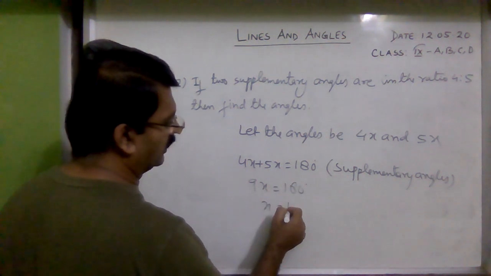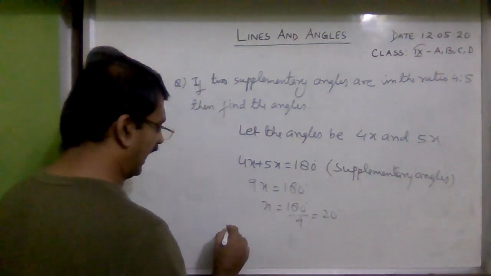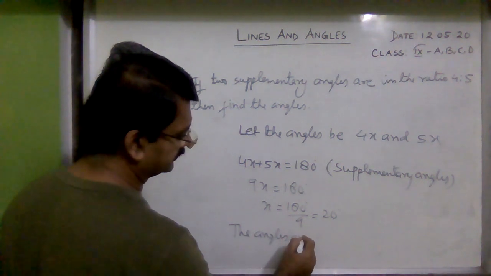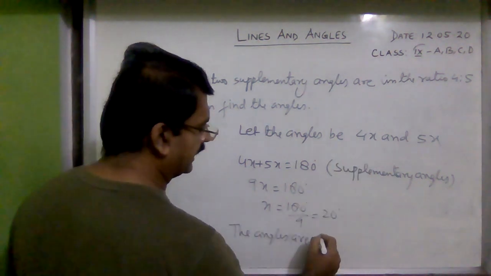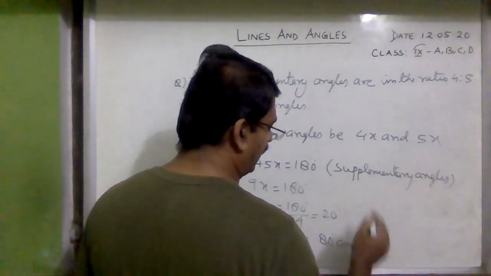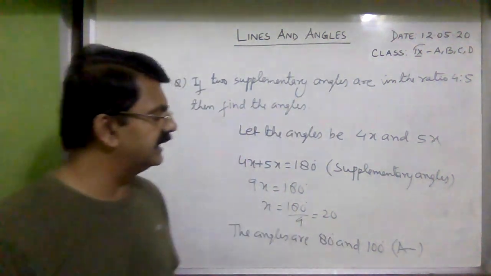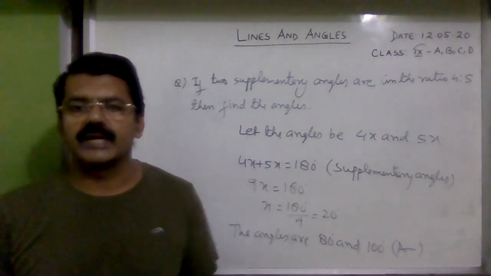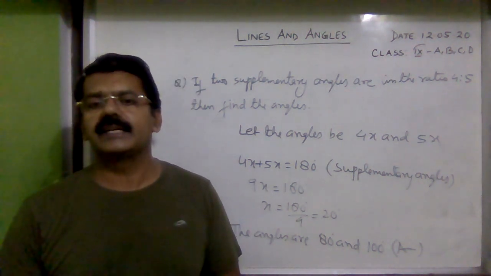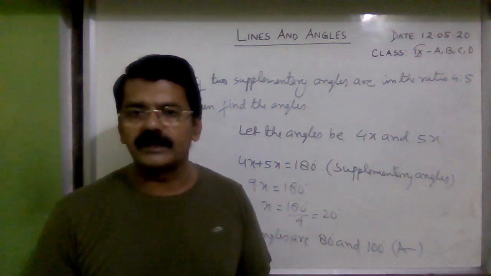So x is equal to 180 upon 9. That is 20 degree. That means the angles are 20 into 4, that is 80 degree, and 20 into 5, 100 degree. That is your answer. 80 degree and 100 degree are the angles. You can see they are supplementary because their sum is 180 and they are in the ratio 4:5 also.